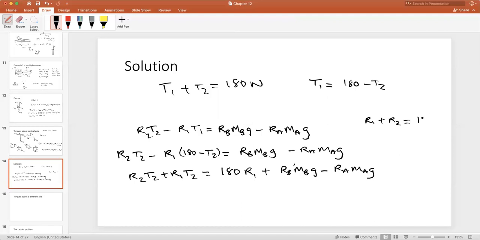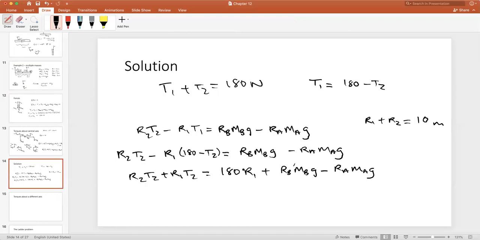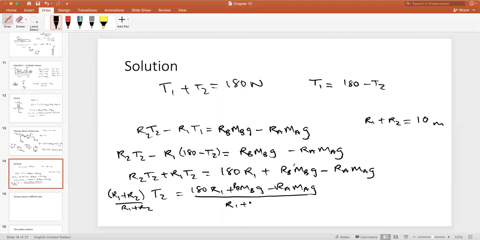If you go back and look here, R1 was 6, R2 was 4. So that's 10 meters. So this is R1 plus R2 times T2 is 180 times R1 plus RB, MBG minus RA, MAG, dividing through by R1 plus R2. And we're ready to put in numbers.